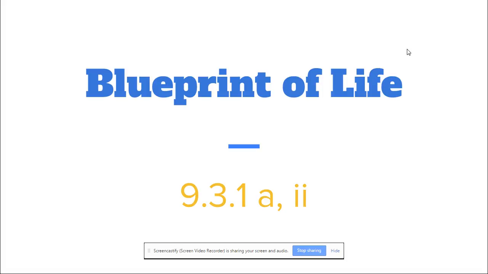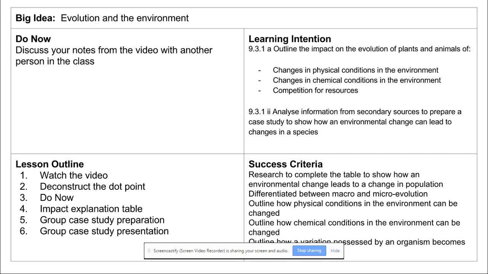Welcome to video 2 in the Blueprint of Life series. In this video, we're going to look at evolution in particular and how changes in the environment lead to evolution. And then we're going to look at a quick few case studies that support this.